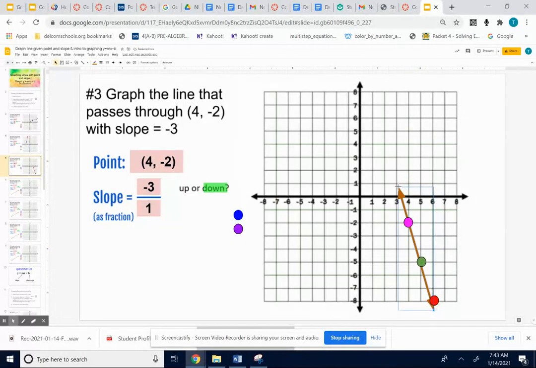Okay, guys, try the next 4 problems on your own and then click on the next video and see how you did. Okay, so graph the point, use the slope as a fraction to travel to a second point.